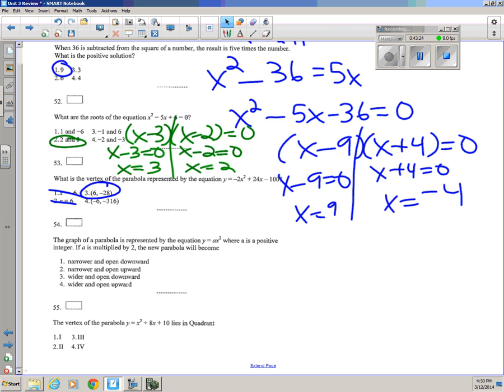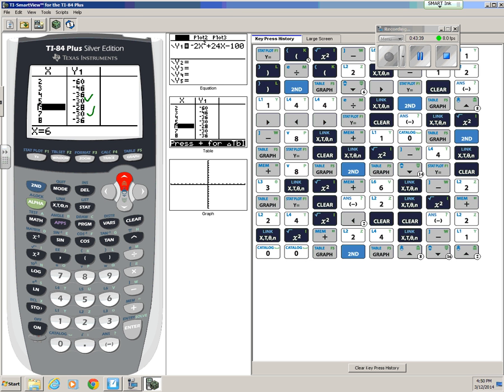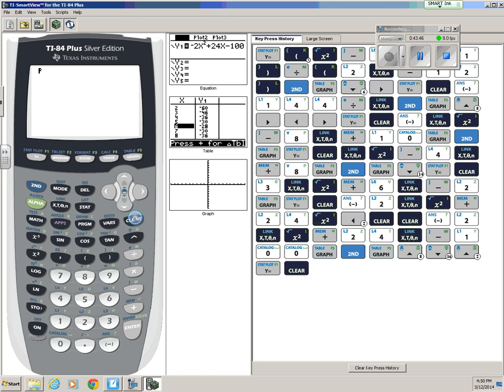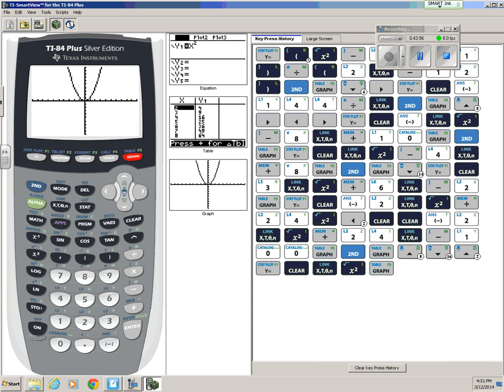The graph of a parabola is represented by y equals ax squared, where a is a positive integer. If a is multiplied by 2, the new parabola will become... Well, we've got to plug some stuff into the calculator here and see what happens. Let's make a equal 1. Go to y equals, clear out what you have. So we've got y equals x squared. Let's graph this parabola. This is just the original, right? Because the question says, what happens when you multiply the coefficient a by 2?